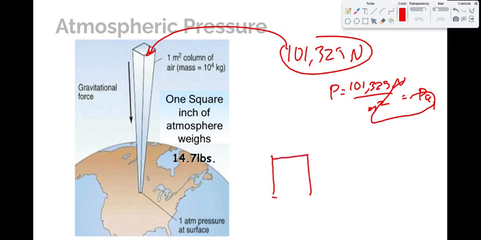Just for reference, in the US system, 1 square inch of atmosphere, so we're talking about a square like literally this big, would weigh 14.7 pounds. Pounds per square inch is what we call PSIs. We use that fairly commonly in the United States.